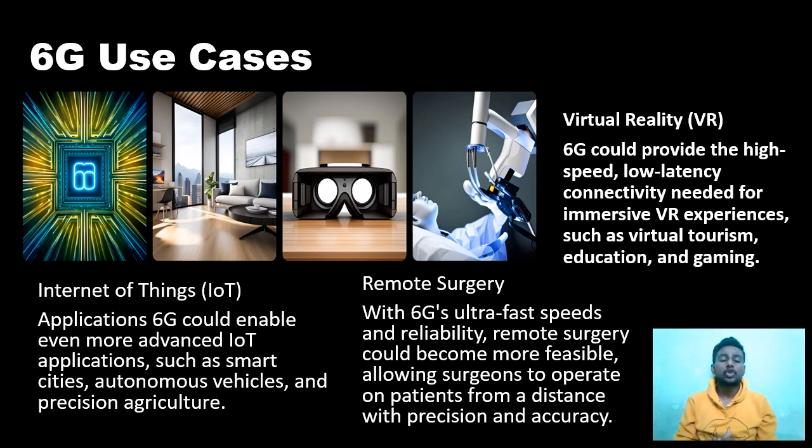Okay, now let us also learn about the 6G use cases. It is used in Internet of Things. 6G could enable even more advanced IoT applications such as smart cities, autonomous vehicles, and precision agriculture. It's also used in remote surgery. With 6G's ultra-fast speed and reliability, remote surgery could become more feasible, allowing surgeons to operate on patients from a distance with precision and accuracy.